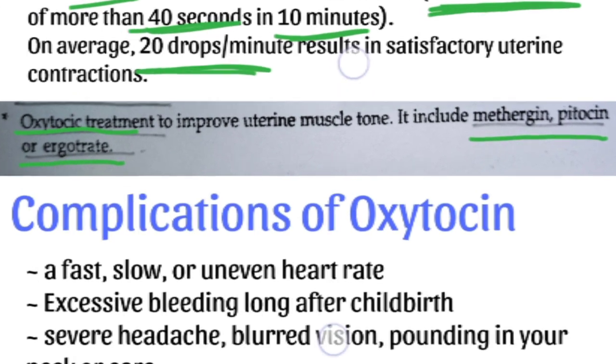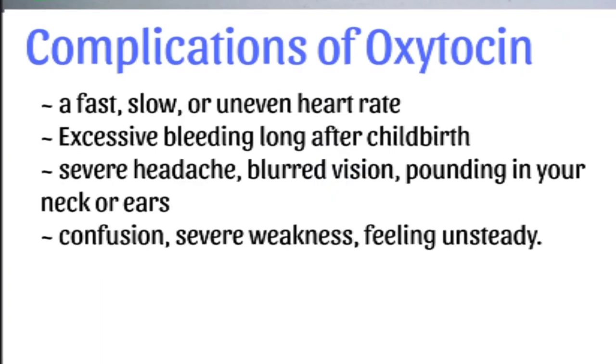And what are the complications of using this oxytocin? If you use it too much, due to excessive contraction, there will be excessive injury inside the uterus. Because of this injury, in the postpartum period lots of bleeding might occur. Not just bleeding, even at the time of delivery, excessive contraction may lead to the death of the fetus also. Even the mother might die.